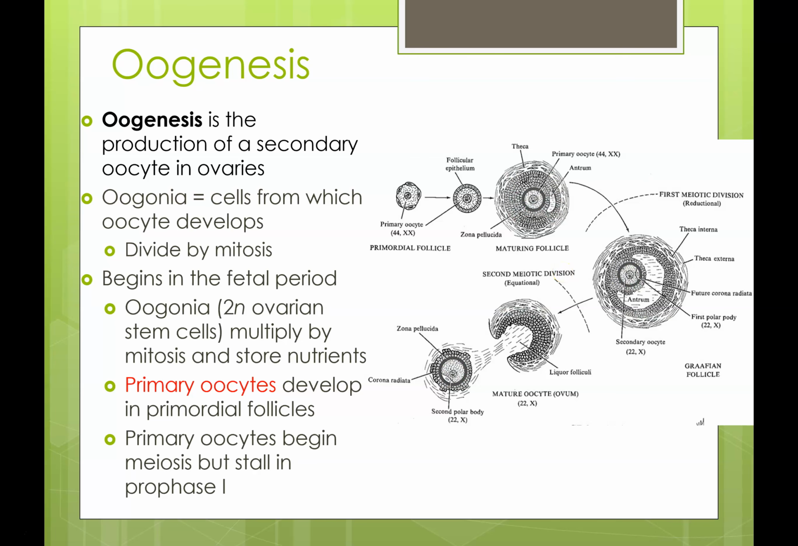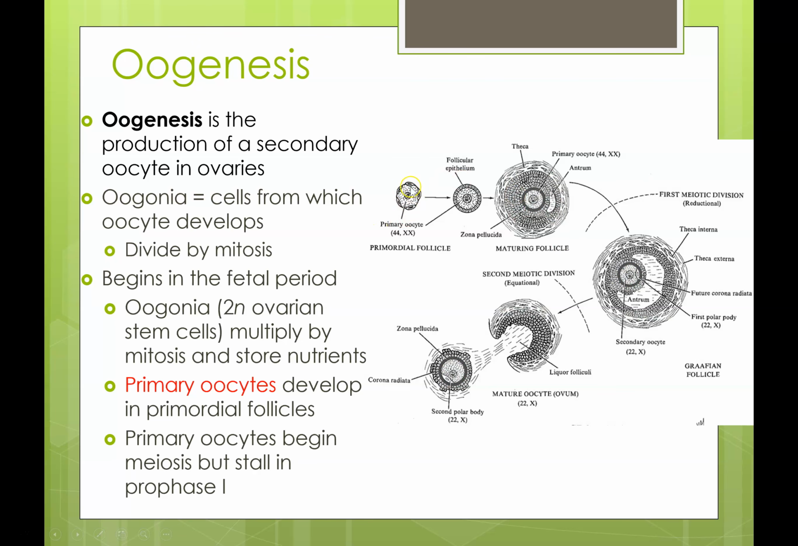It begins when you are a fetus and you get the default hormones of becoming a female. By the time you are about 4 months in the womb, you are going to have about 5 million oocytes produced. The oogonia, which are diploid ovarian stem cells, will multiply through mitosis to get to that 5 million, and they will store nutrients. Then we will have about 2 million of those become primary oocytes and develop in primordial follicles.